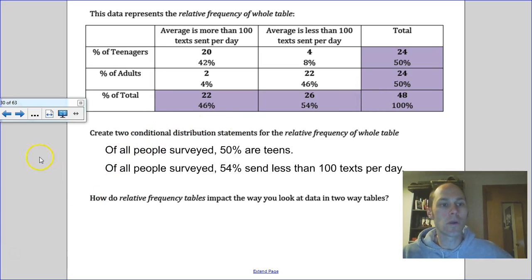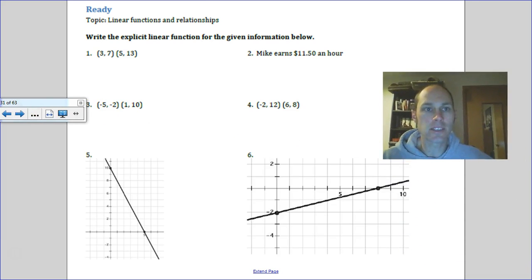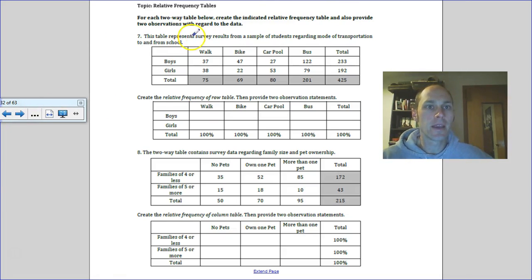So you worked with calculating those relative frequencies and learning how to use and interpret those two-way tables and write conditional statements based off of those. Your assignment is then to work on some review on linear functions. That would be our wonderful friend y equals mx plus b, slope-intercept form of a linear equation. So hopefully you remember that. And then going back to some relative frequency tables, providing observations and creating the data with that.